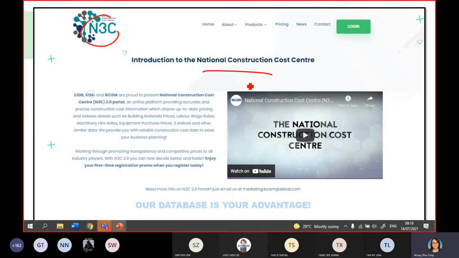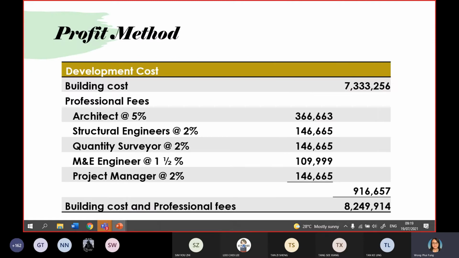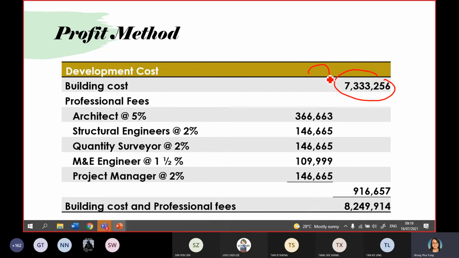Later on when you graduate, I hope you know where to get the information. Okay. After that, this building cost is actually calculated from the construction cost, so you bring it forward here. The next one is you have to calculate the professional fee. Just assume for this project, you are going to hire an architect, engineer, structural engineer, QS, M&E, and project manager.